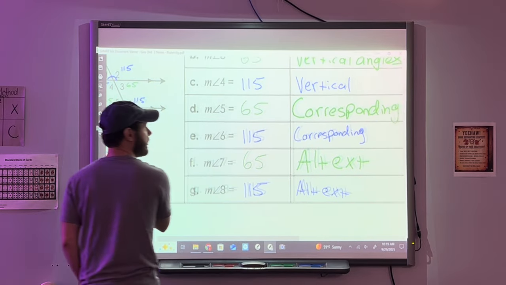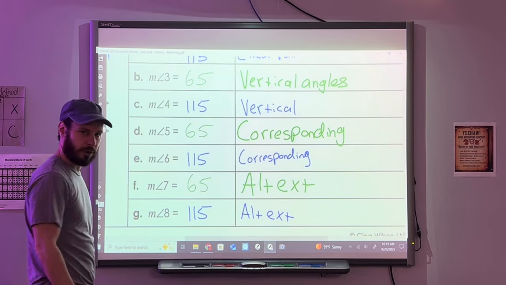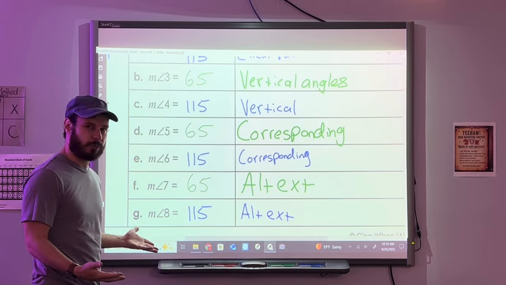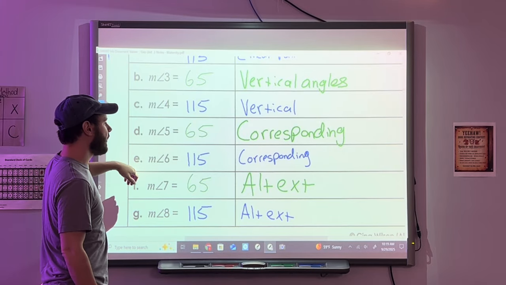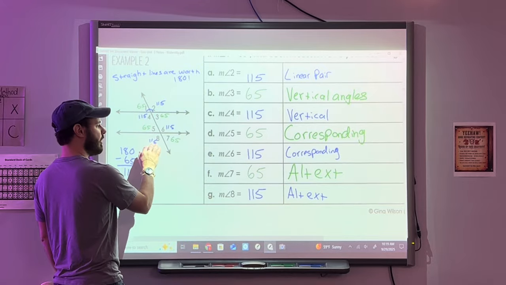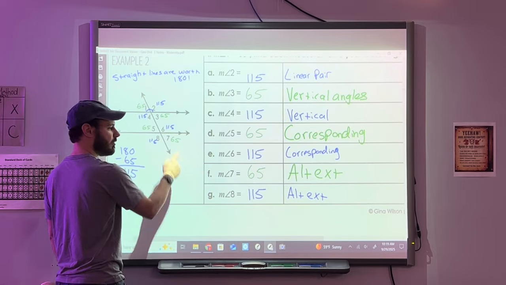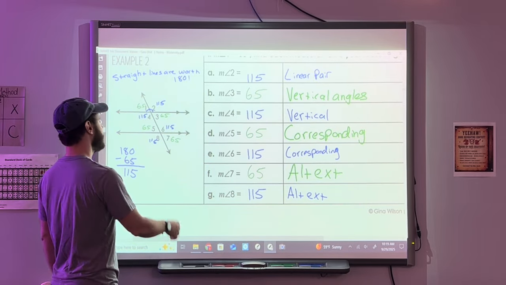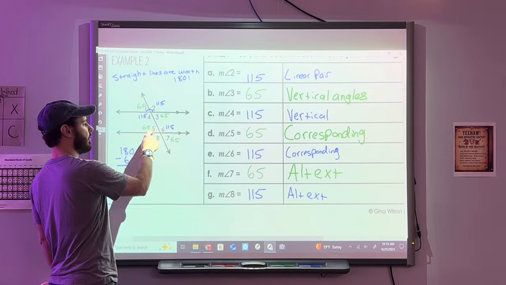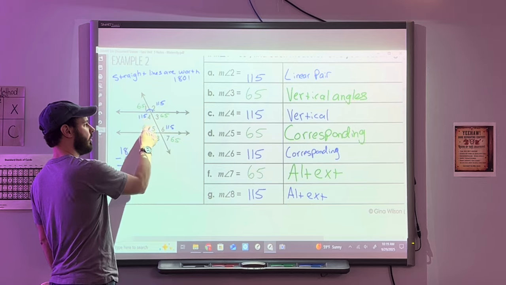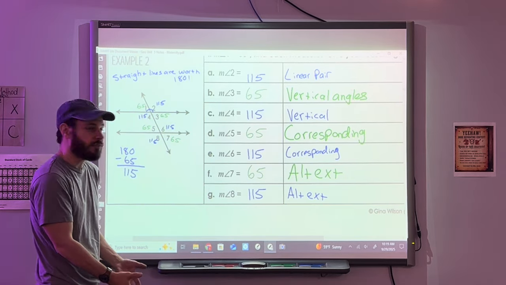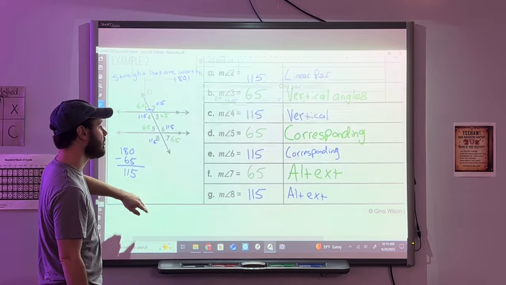If you look at my reasons here, vertical, vertical, corresponding, corresponding, alt exterior, they're all the same because they flow, but this is totally an acceptable answer. You could have jumped around and built your own. You could have said that 8 was worth 115 because it was a linear pair to 7. That would work. You could say that 5 was 65 because it was same side interior to 4, right? Those would be supplementary as well. So there's lots of different ways to prove your thought here. It just needs to be accurate.